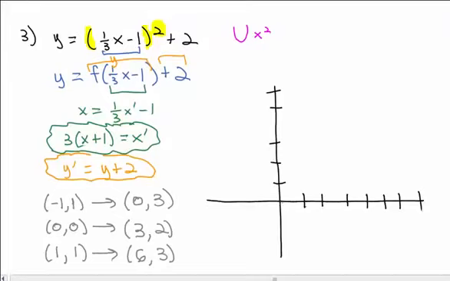So if we plot (0, 3), (3, 2), and (6, 3). 3 is a little higher, isn't it? And then we connect the dots in a U shape. We see it's very wide and very fat, but we get our parabola shape.